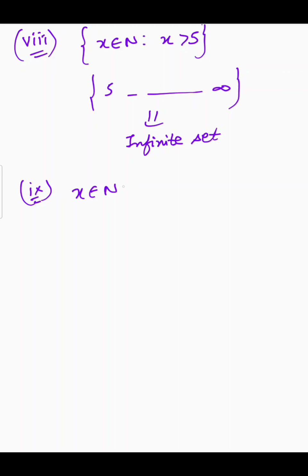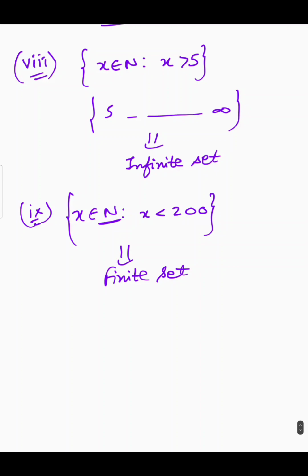X belongs to natural number such that x is less than 200. What will be the answer? It's a finite set. Had it been rational number, real number, rational number, or integer, it would have been infinite number. But since it is only natural number, therefore it is finite set.